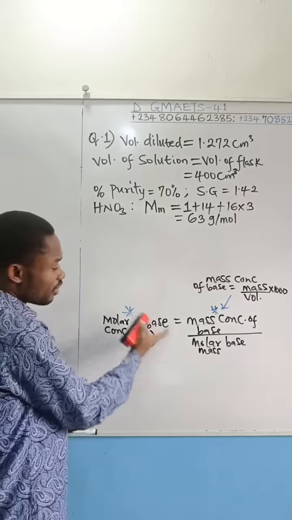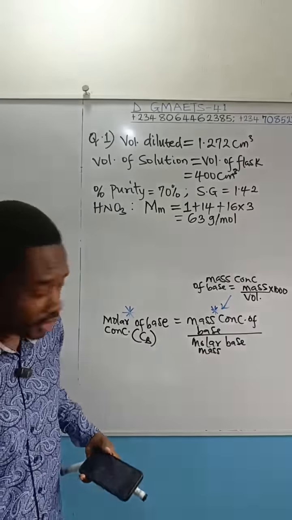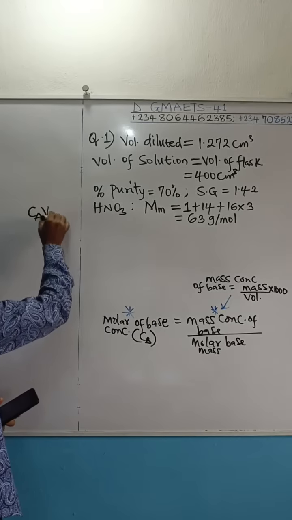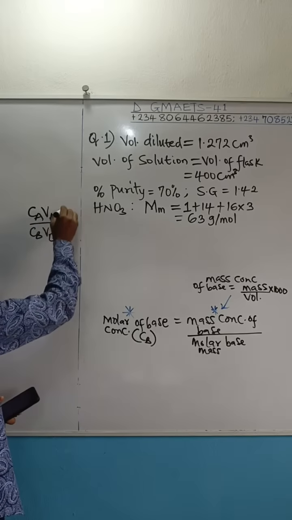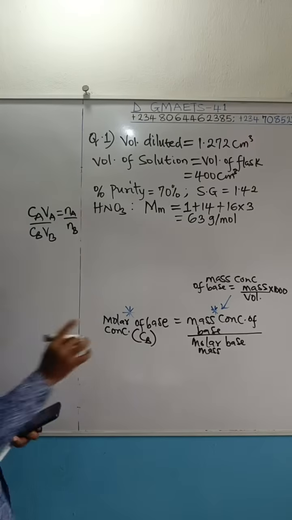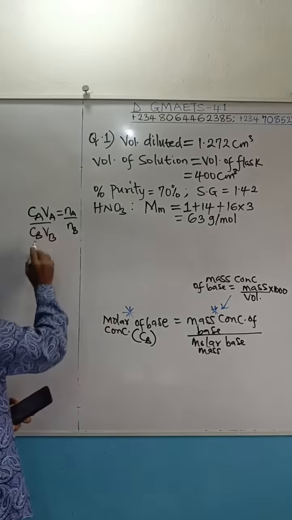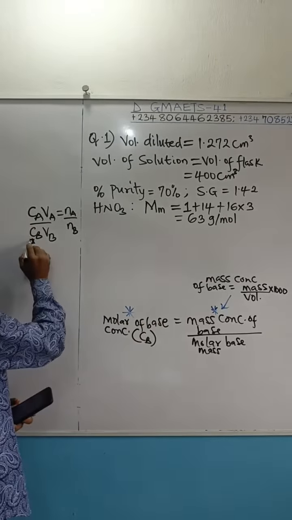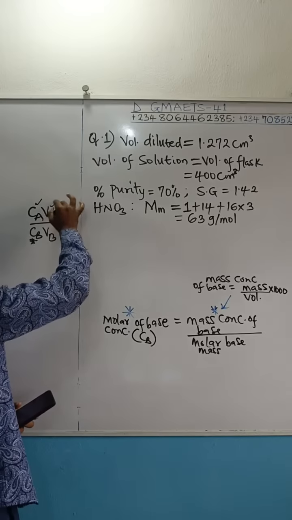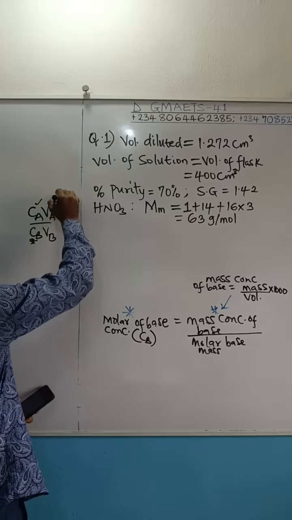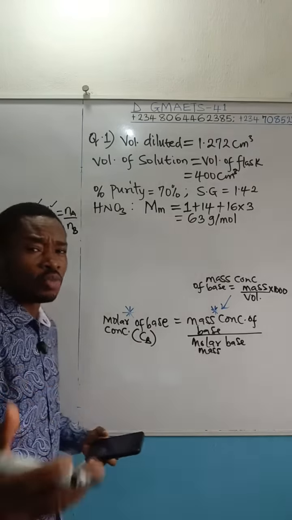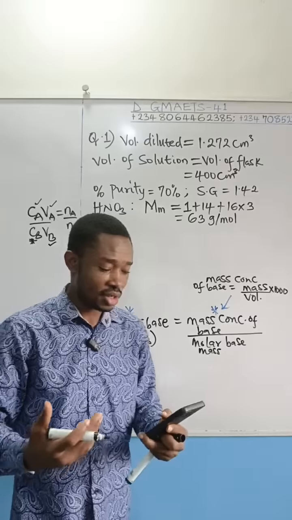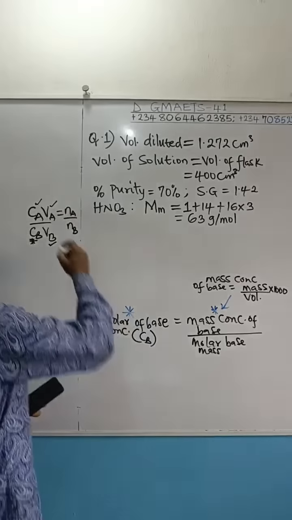So I've given you this information. Now, let us go and find out this CB. And like I said, to get CB, you are going to use this formula, CAVA over CBVB equal to NA over NB. Now look at a little challenge here. To calculate CB, you need CA. You need VA, the titer value. I told you we're going to use 13.5. You need VB, the volume of base, that is the volume of your pipette. We're going to use 25 cubic centimeter for it because most labs generally use that 25 cubic centimeter. So we know this.